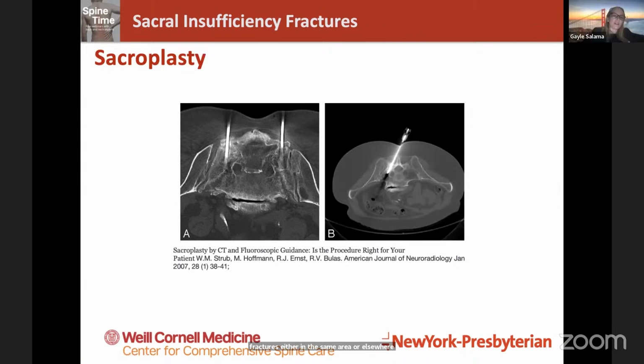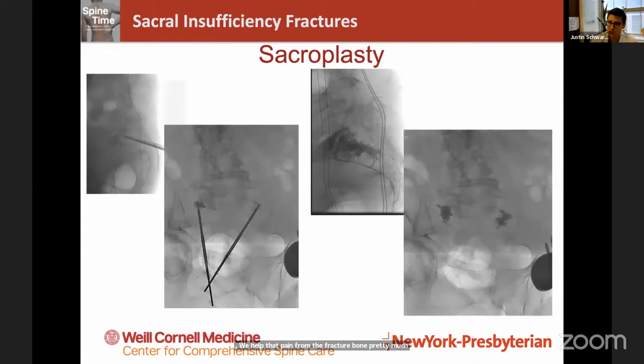And how soon after the sacroplasty do patients get pain relief? Typically, it's right away. The cement hardens within a few minutes after we're done with the procedure. About 5 or 10 minutes after that, whatever we put in there is set and it's not going anywhere. And that typically provides immediate relief. What I typically say is that if it's pain from the bone, we help that pain from the fractured bone pretty much immediately, but there's a bunch of other drivers of pain as well.